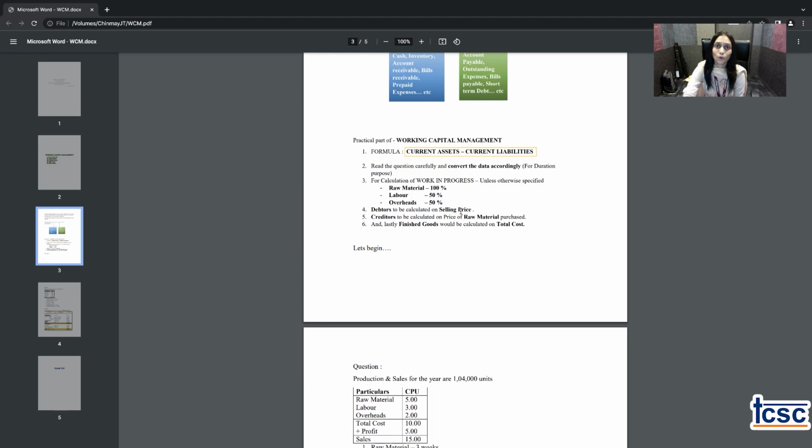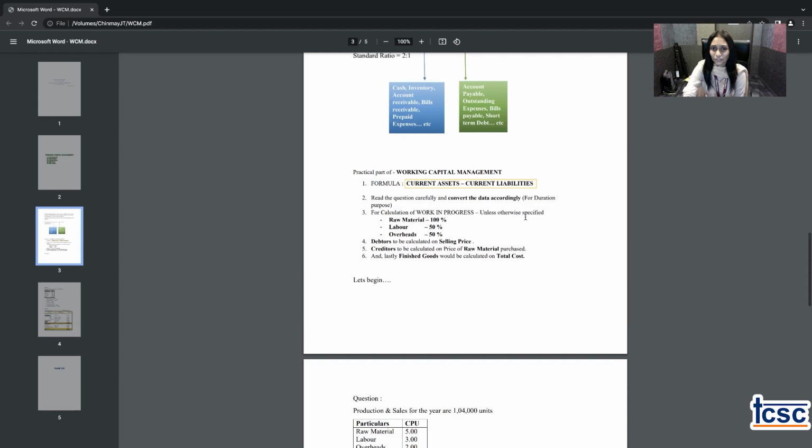We purchase raw material from creditors, and therefore for calculation of creditors you will be taking raw material. And lastly, coming to the concept of finished goods. Finished goods are those goods on whom all work has been done. Raw material 100%, labor 100%, overheads 100%. That means for finished goods, students, you will be considering the total cost of the product, that is raw material plus labor plus the overheads.